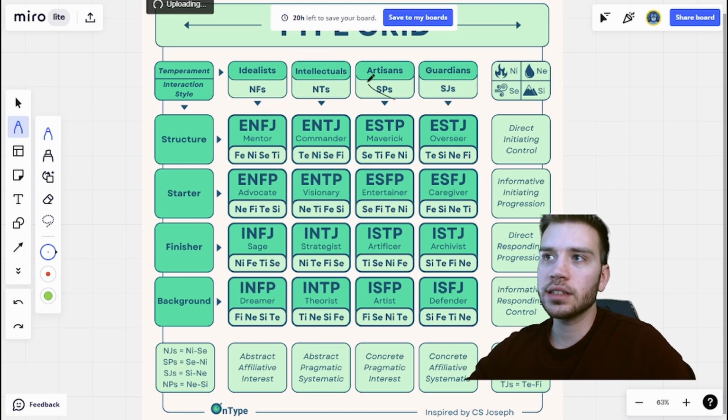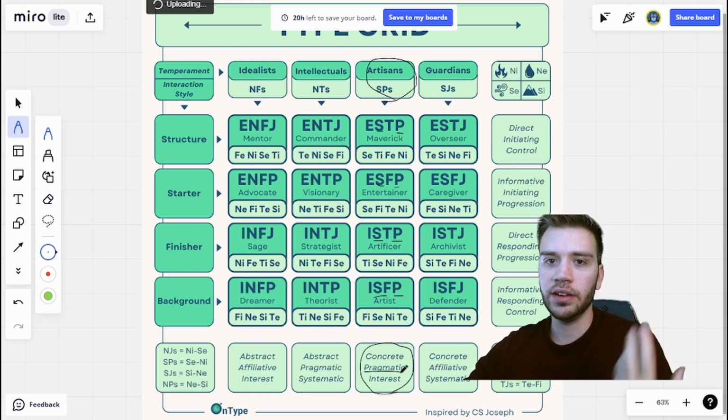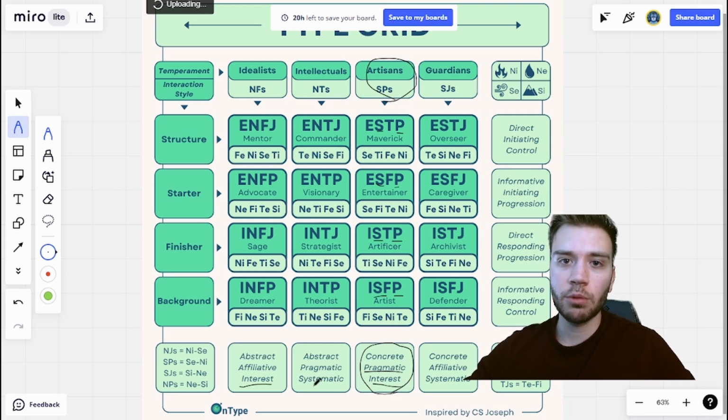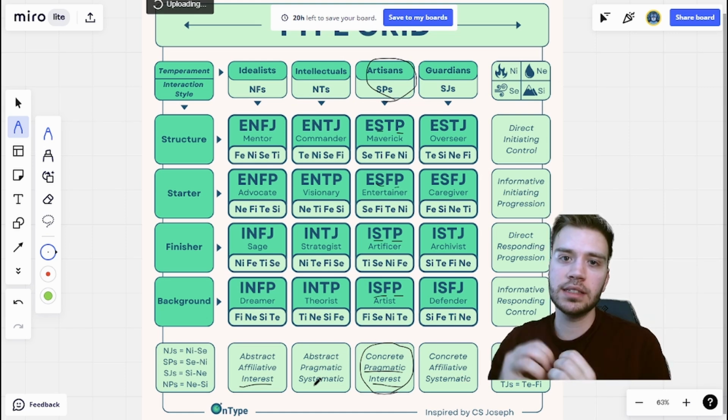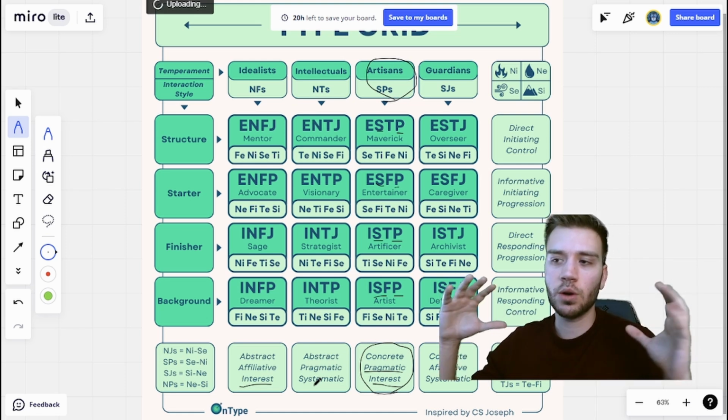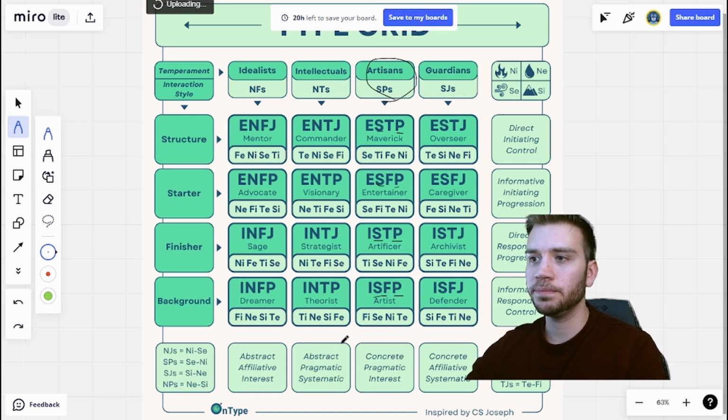And then we have the artisan temperament, which is the SP types. So that is second and fourth. Why it changes has to do with the way the letters are connected to the function. So don't worry about it too much right now. I can explain that later. But the SP types are concrete, which means they're focused on what is and what has been. They are pragmatic as well, just like the NT types. They like to work individually. And they are interest-based, which is more like the NF types. They worry about what individual people are getting out of situations, their motives, and the individual pieces that make up the system instead of the system as a whole. So it's the pieces versus the system.